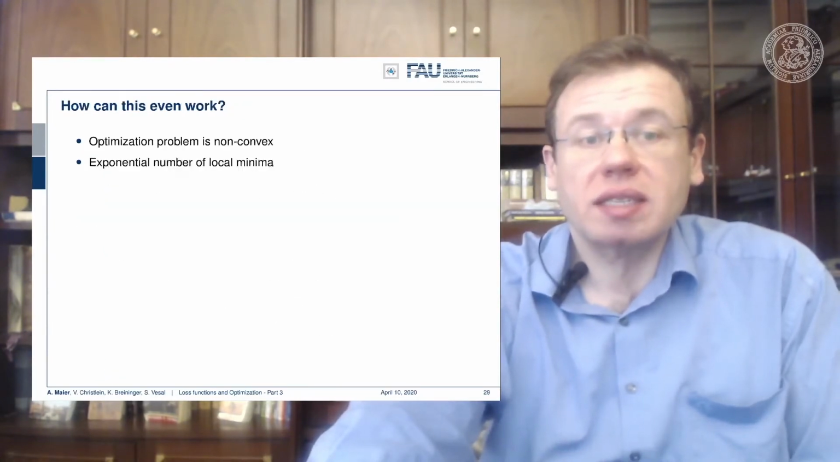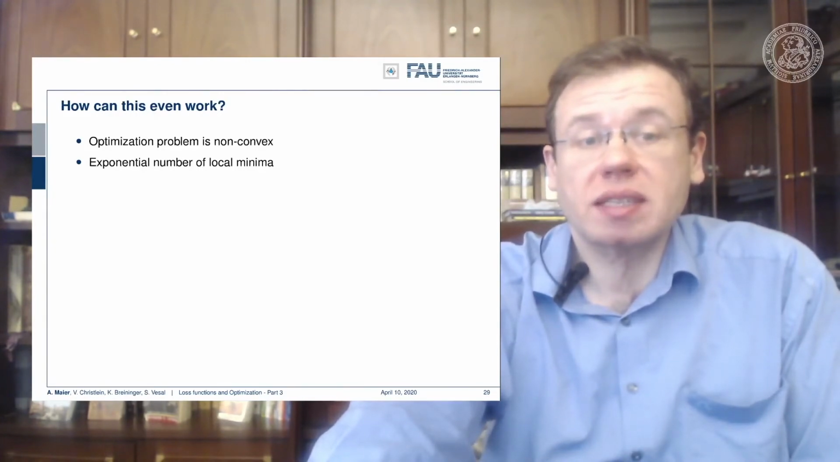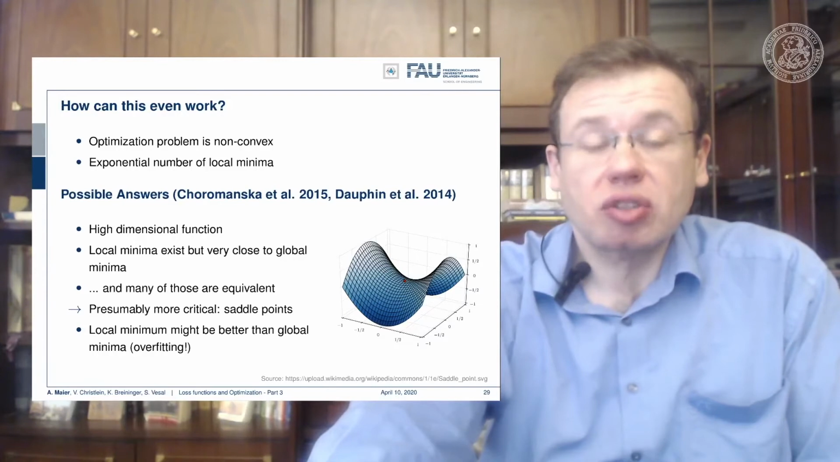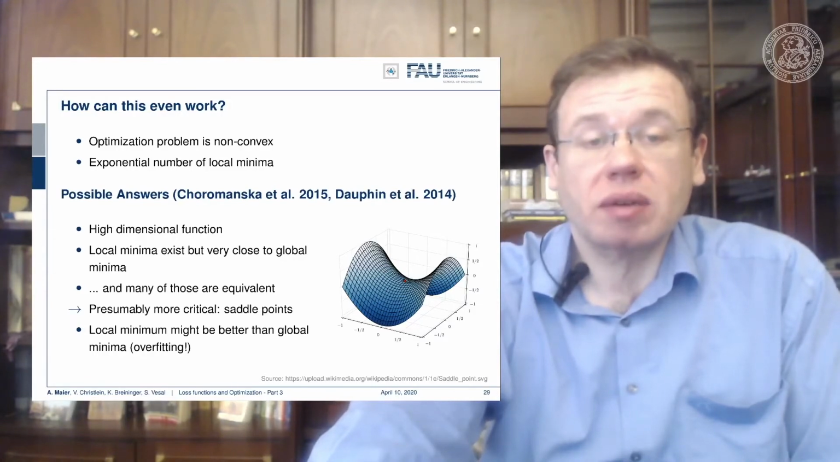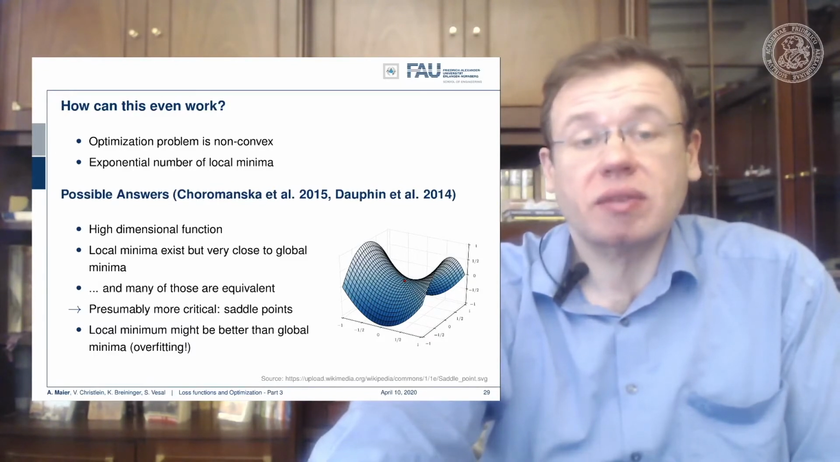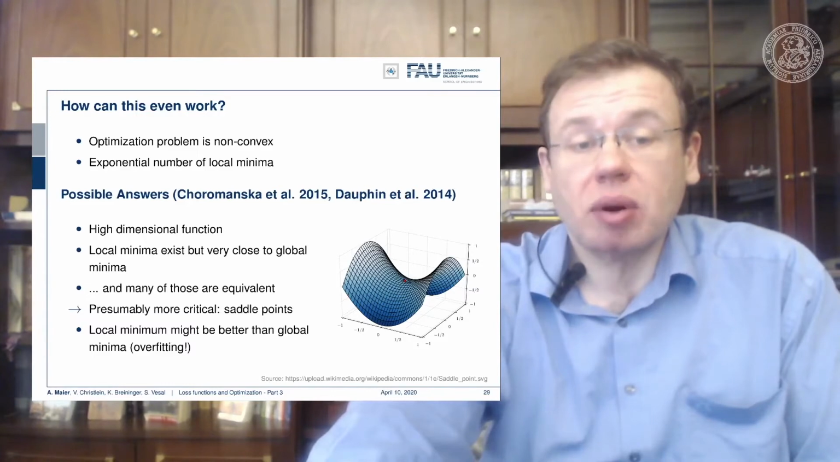Well, the question is, how can this even work? Our optimization problem is non-convex, so there's an exponential number of local minima. And there's an interesting paper from 2015 and 2014. They show that the networks that we are typically working with are high-dimensional functions. There are many local minima, but the interesting thing is that those local minima are close to the global minimum. And actually many of those are equivalent. What is probably more of a problem are saddle points.